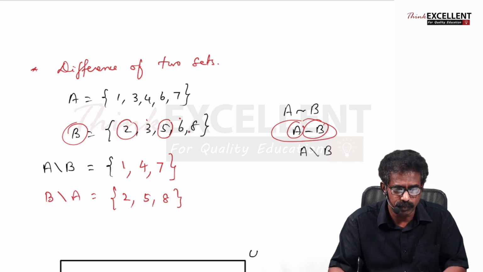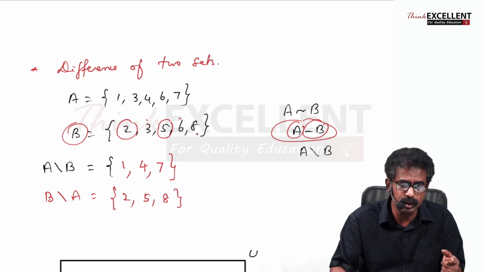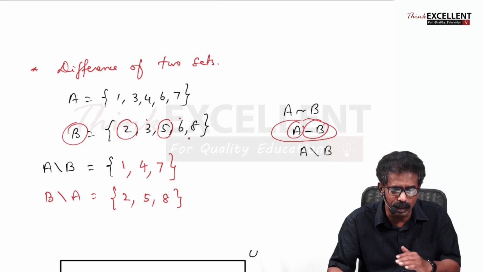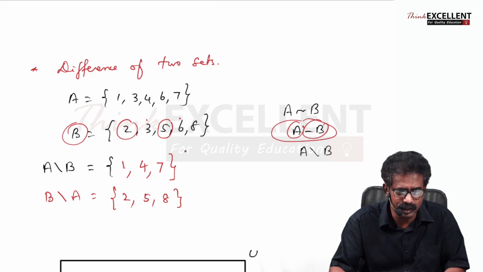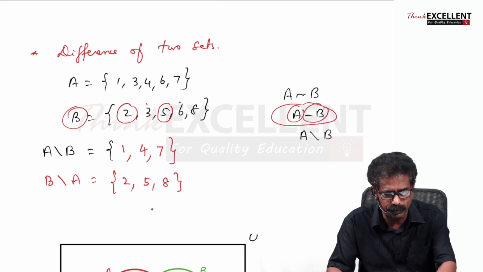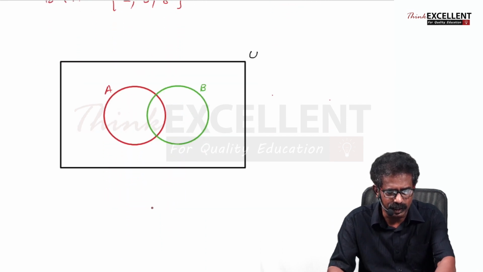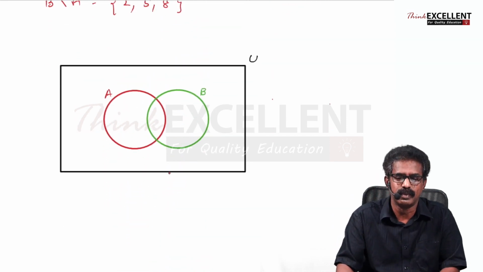7 you can't take. Why? We want the element in B. So don't worry about the elements which are in A. Okay. So element in B but not in A. So these are the 3 elements. Okay. So how can you shade in a Venn diagram?